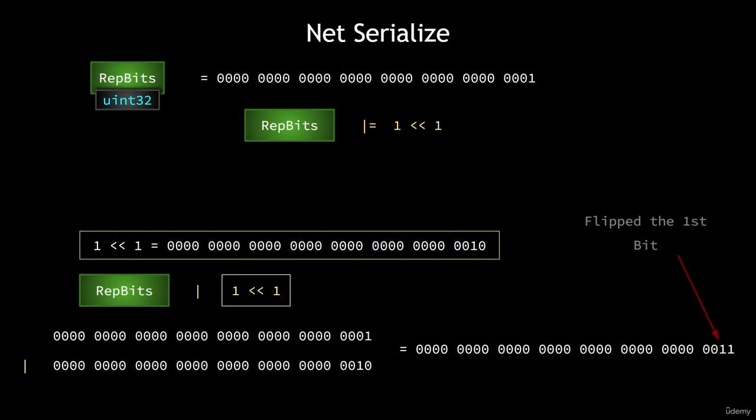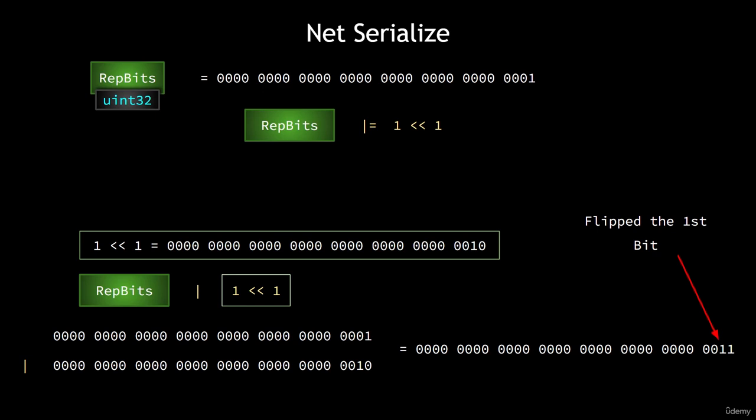In other words, we've flipped the first bit, if we're counting from right to left, starting at 0. So 1 left shift 1 is going to flip the first bit. And notice that we kept the bit all the way at the end there. Rep bits started off with that bit set to 1, all the others were 0, but this line has now flipped that second bit.